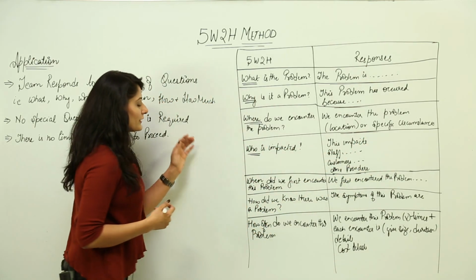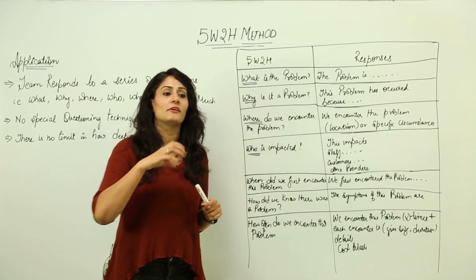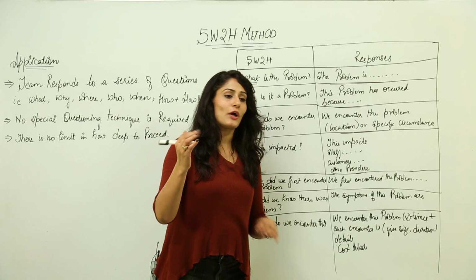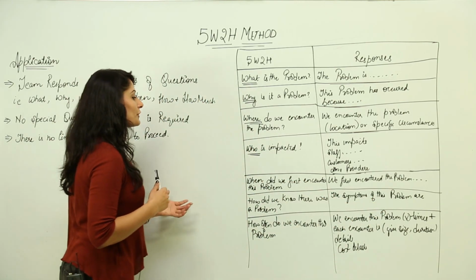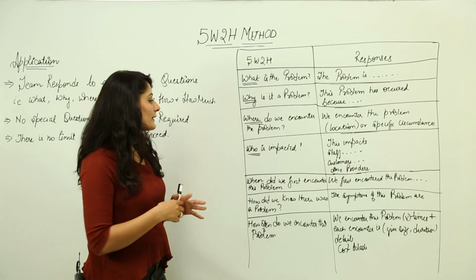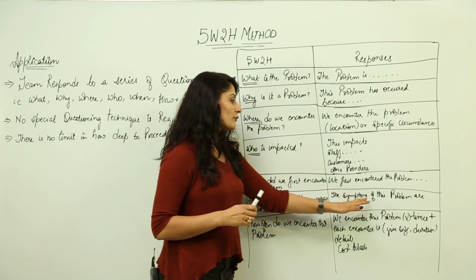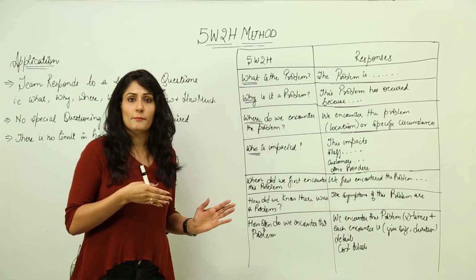And then we come to when do we first encounter this problem. So we need to answer when it was figured out. So we first encountered the problem, you have to get the answer for this one. And then you have to come to how did we know there was a problem, right? So now we come to the how part, and we want to know how do we know that this is a problem. So the symptoms of the problem are, you are going to mention all those symptoms so that you know why this is a problem.